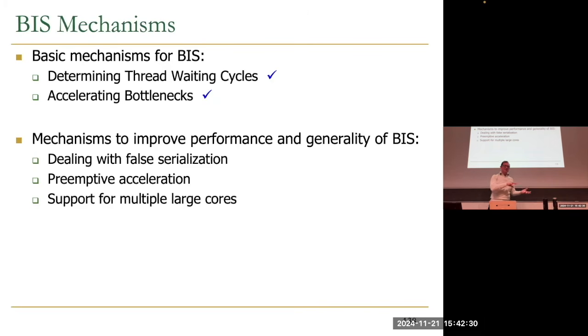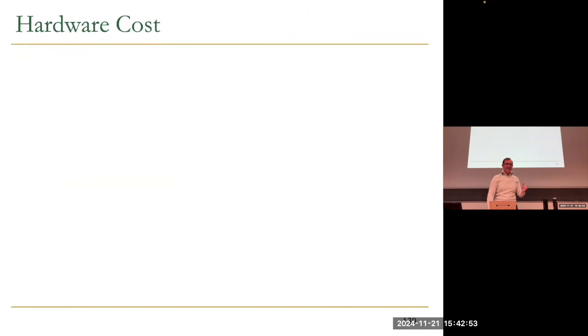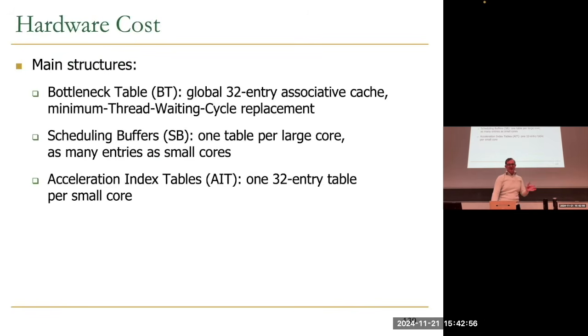Critical sections, depending on the history, you can accelerate them later. But with barriers, while the barrier is executing, the bottleneck wait cycles are accumulated, and there's a thread that you need to determine is the latest, right? So you need to preemptively get there. And there's support for multiple large cores. In this case, we actually added support for multiple large cores so that we can accelerate multiple bottlenecks in parallel. Hardware cost is in the paper, and I'm not going to talk about this in detail again.